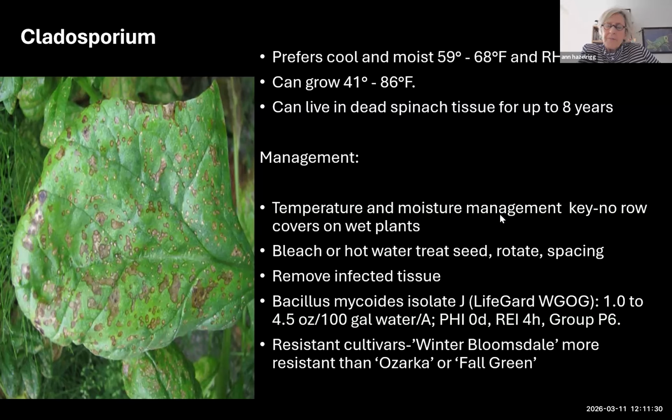And they found that there are more resistant cultivars. Winter Bloomsdale is more resistant than Ozarka or Field Green. So that's one you might be seeing soon. We usually see it in the spring and the fall, not in midsummer.